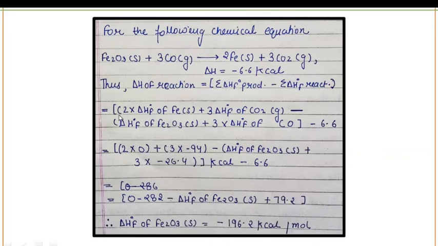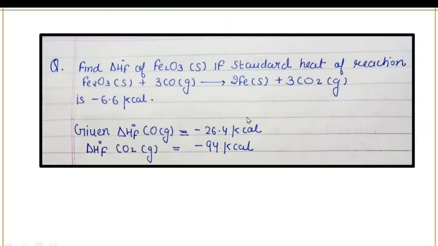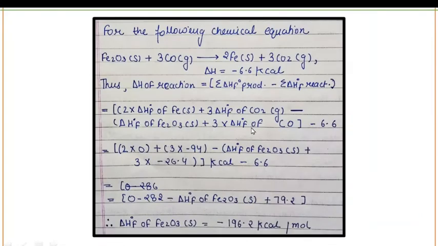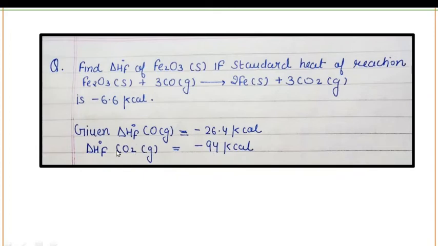So 2 into delta HF of Fe solid. As you know, in the solid state, or the native state of an element, the delta HF value will be 0. So 2 into 0 in case of Fe, plus 3 into minus 94. Why minus 94 multiplied by 3? Because the coefficient of CO2 in the product is 3, and the delta HF value of CO2 is given as minus 94.